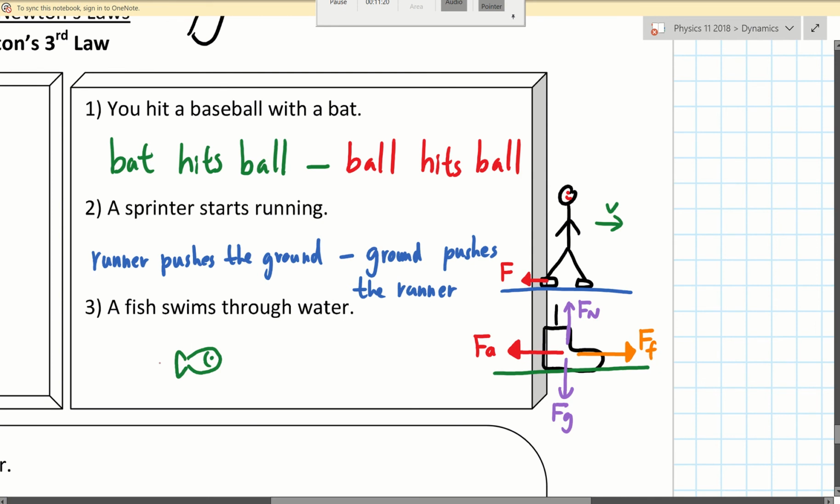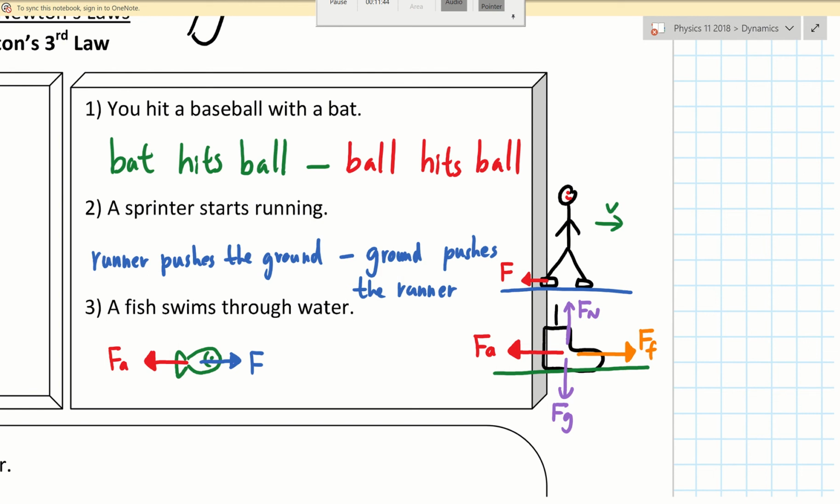So the fish does the same thing. They use their little fin to push the water backward. So they apply a force with their muscle to the water. So that's your applied force. And then in turn, the water will apply a force to the fish, which pushes the fish forward.